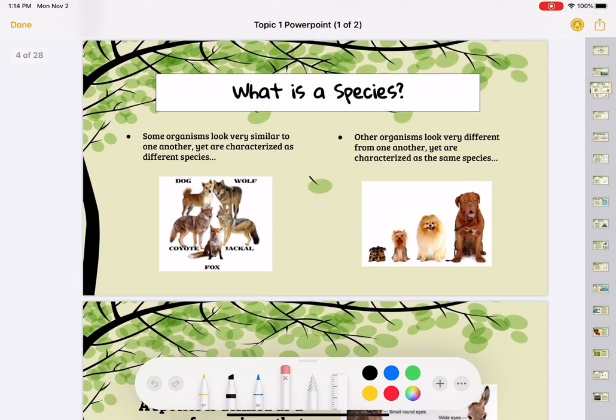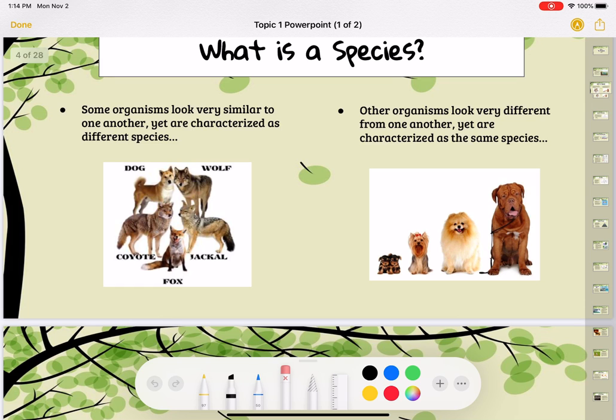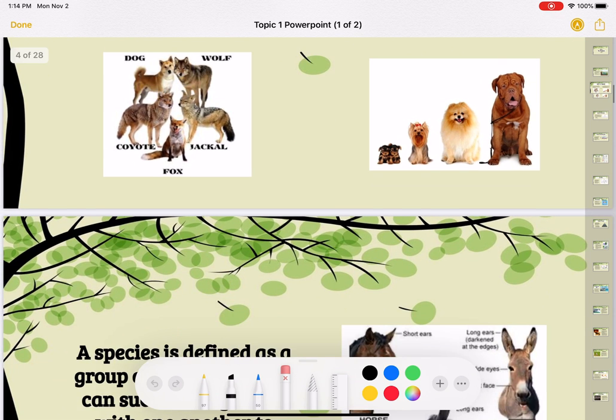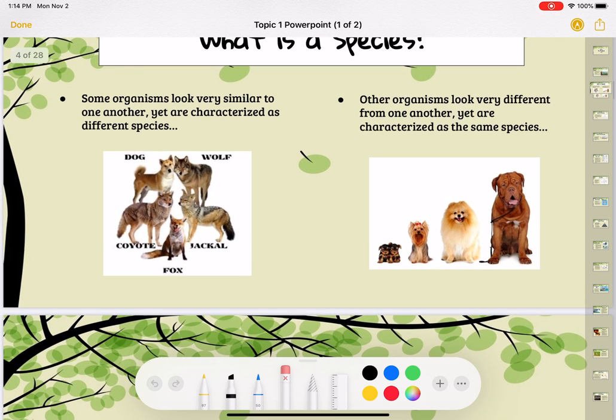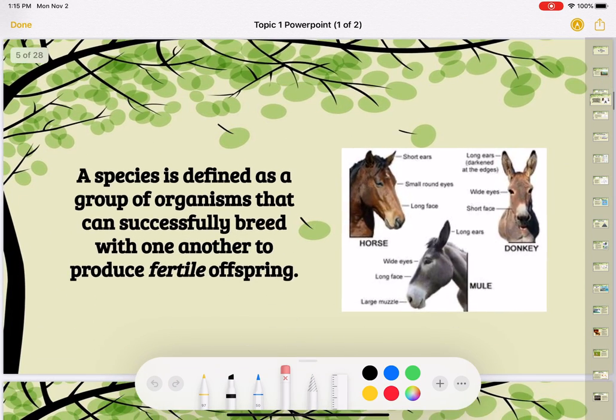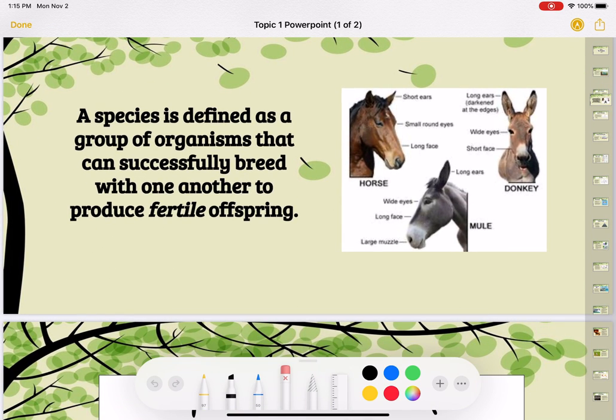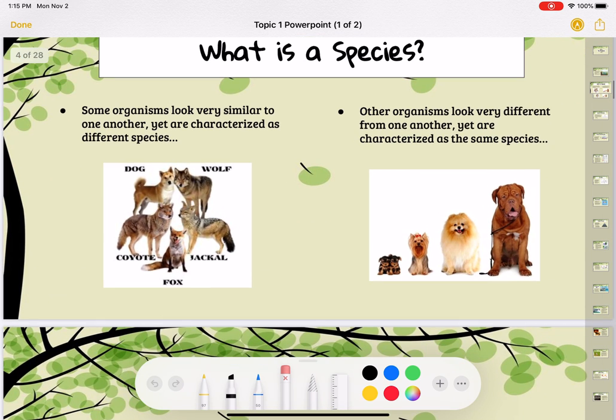So a species, what is it? A species is basically looking at their DNA and figuring out the things that make something as similar as possible. That doesn't really make a lot of sense, but hopefully it does as we move on. It says a species is defined as a group of organisms that can successfully breed with one another to produce fertile offspring. Yeah, so that's a better explanation.